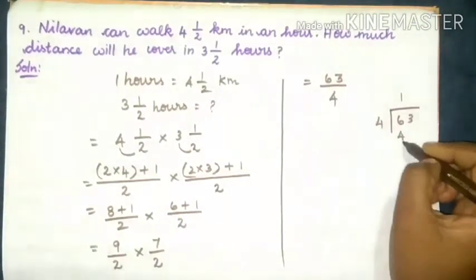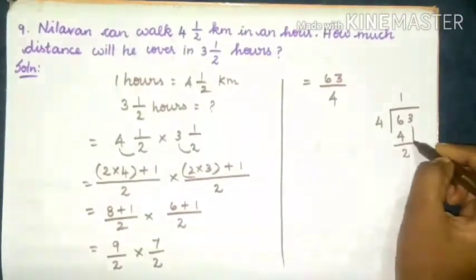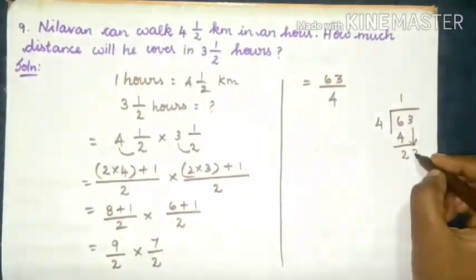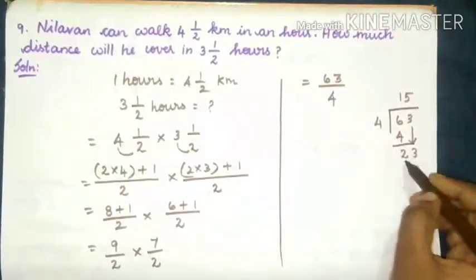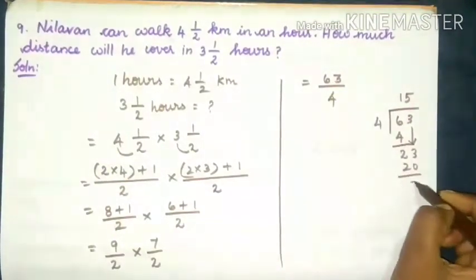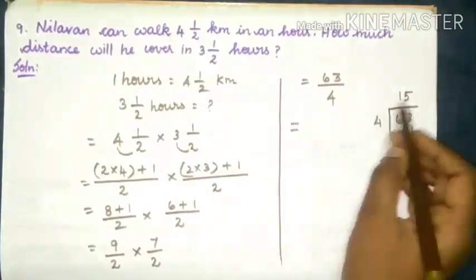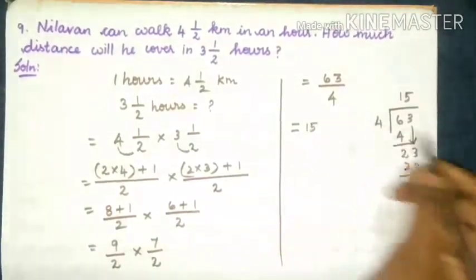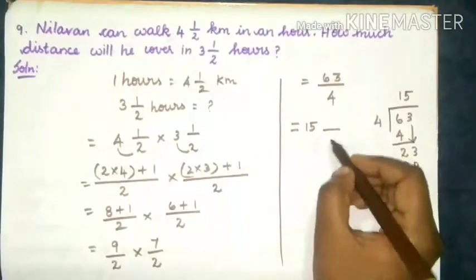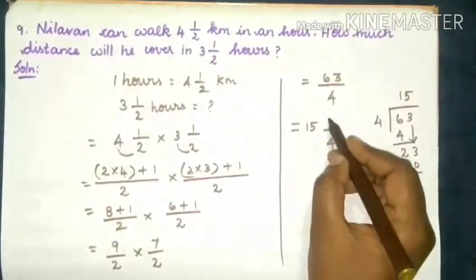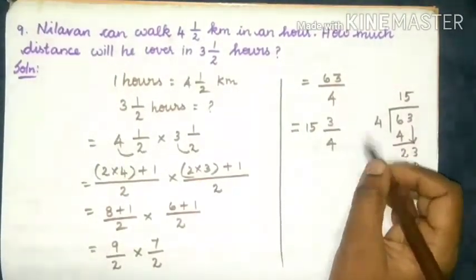4 ones are 4, remainder 2. Bring down the number 3. 4 5s are 20, remainder 3. To find the mixed fraction, you have to write the quotient as a whole number, then the divisor as denominator and the remainder as numerator.